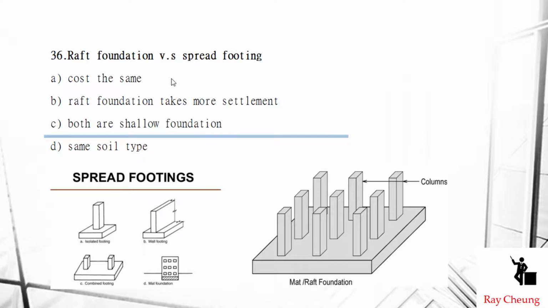And sometimes we cannot compare the cost, as it depends on the size. And then they all take the same loading. That's why they will not have very different settlement. And they are also shallow foundations. That means even different types of soil can take them. That's why we just take C as the correct one.